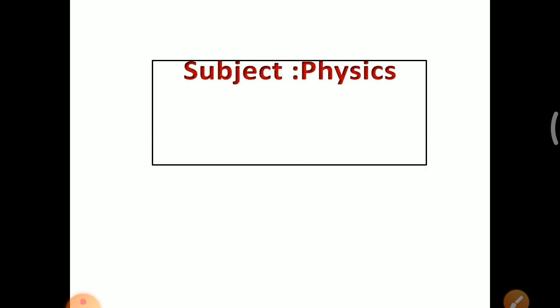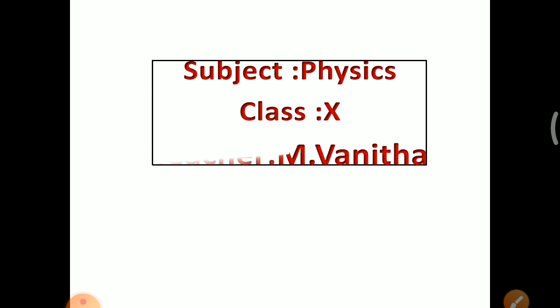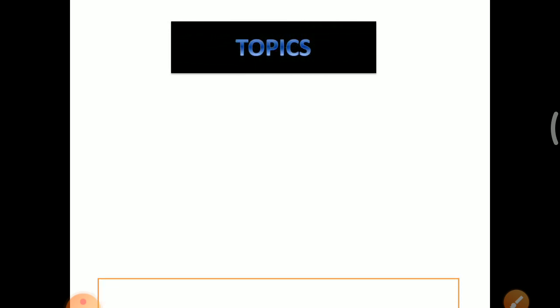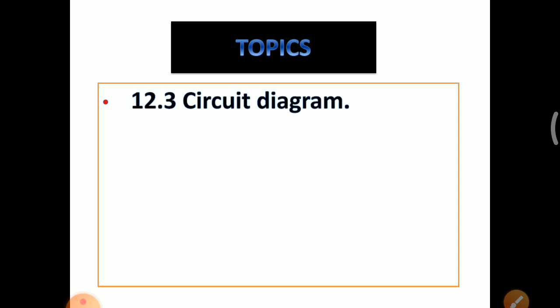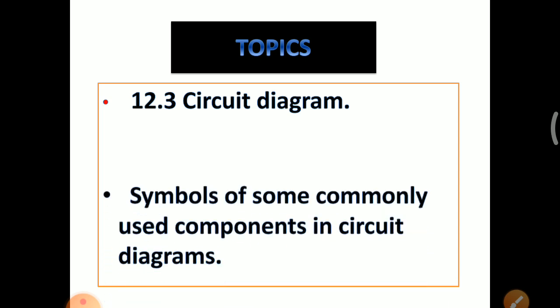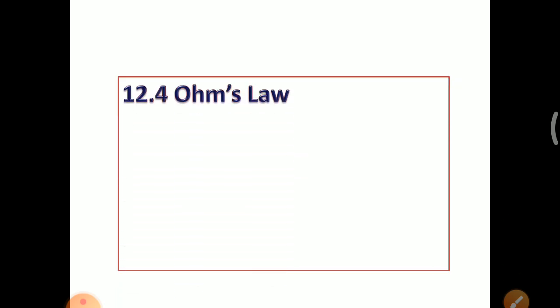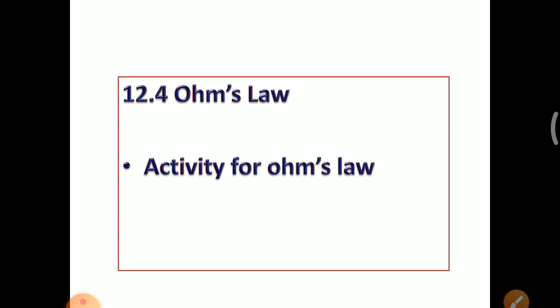Today we are going to see the subject physics, class 10, chapter number 12, electricity. Topics: 12.3, circuit diagram. Under this topic, we are going to learn symbols of some commonly used components in circuit diagrams. And 12.4, Ohm's law. Under this topic, we are going to see activity for Ohm's law. At the last, resistance.